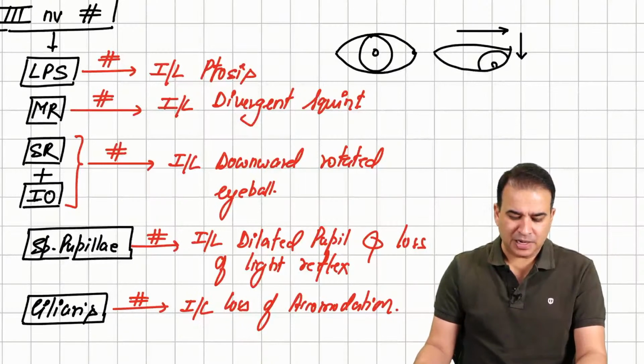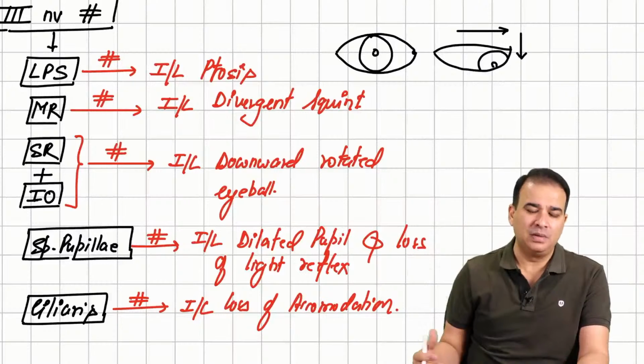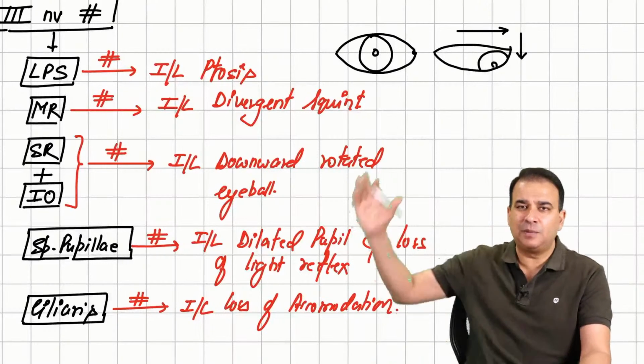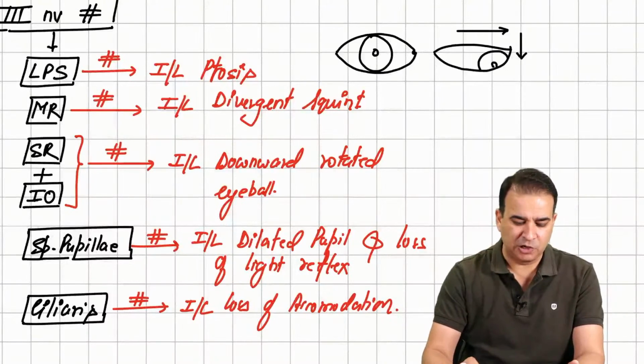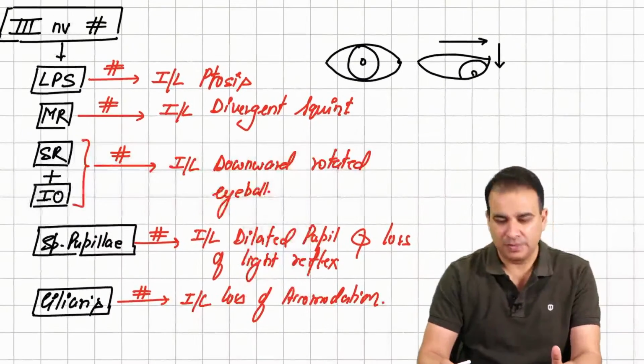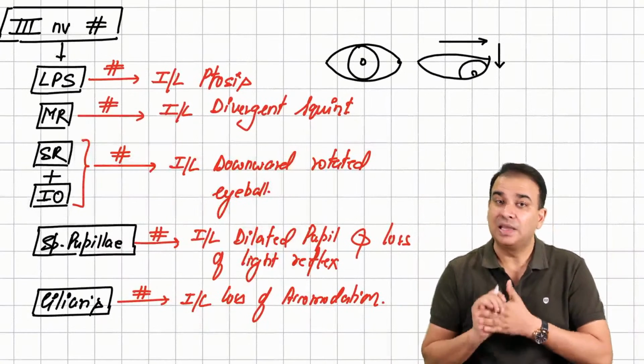So ipsilateral ptosis, divergent squint, downward rotated eyeball, dilated pupil, loss of light and accommodation reflex, like the typical features of third nerve palsy. I hope you all know all these features. The typical features of third nerve palsy will be there if the third nerve is injured here. So this was about the normal anatomy of the third nerve and what third nerve palsy can lead to.